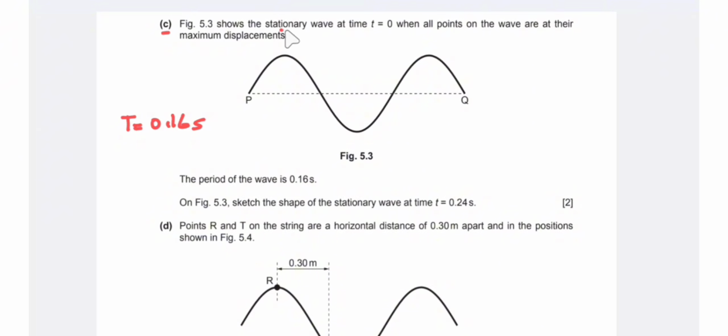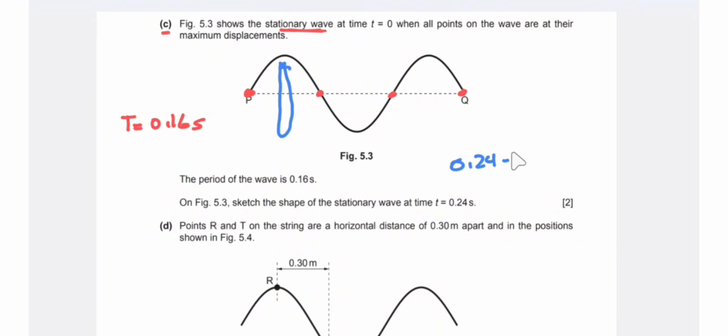You have to remember that this is a stationary wave, and for a stationary wave there is no movement at the nodes. The nodes remain at their position while the antinodes move. For 0.16 second, the antinode moves from the top to the bottom and then again moves to the top. So one complete wave is produced in the time period, and it has covered 0.16 seconds.